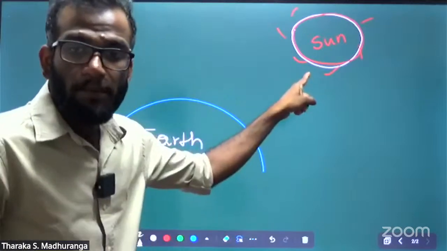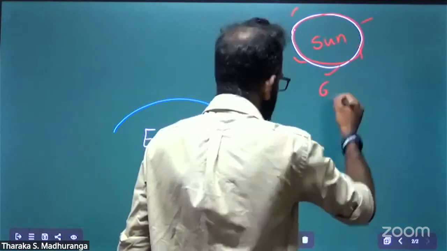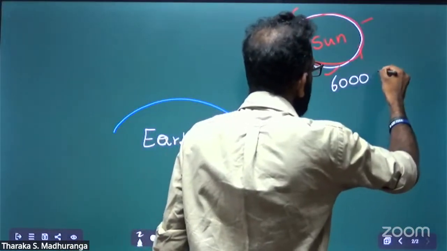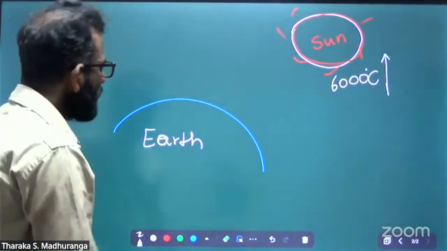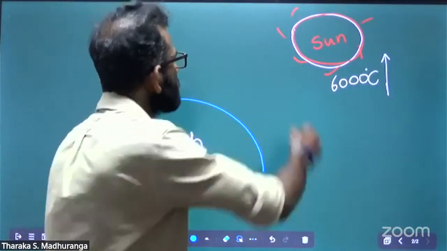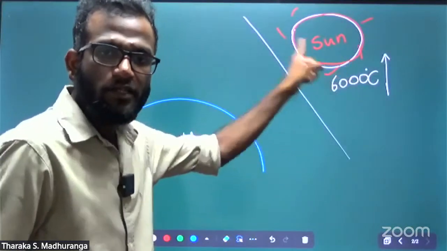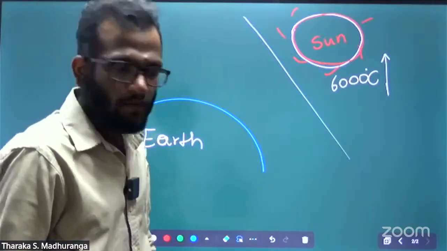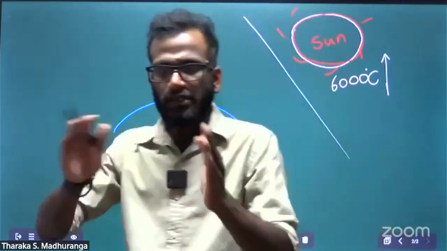What is the temperature of the sun? Normally, it is more than 6,000 Celsius. More than 6,000 Celsius, the temperature of the sun. Okay, how about the temperature of the Earth? If I'm asking without the sun, if the sun's heat energy is not coming to the Earth, how about the temperature of the Earth?